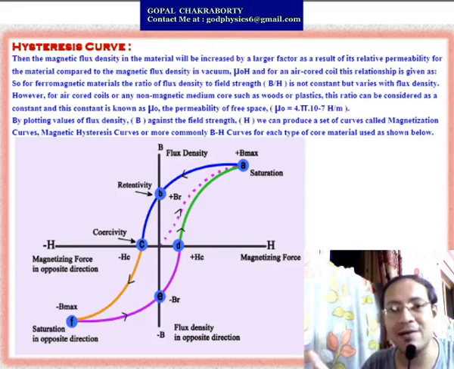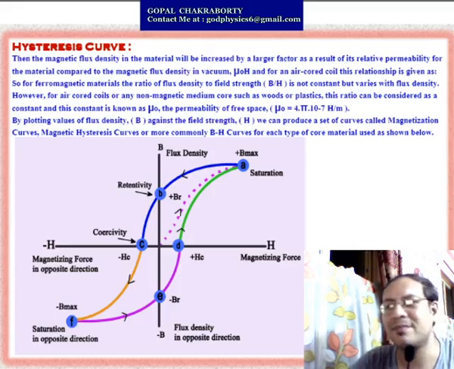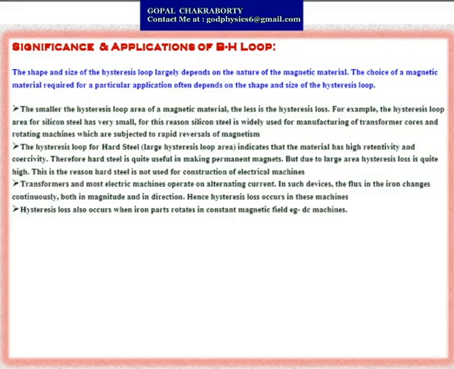Now I will tell you the physical significance of this curve. Now the significance and applications of the BH loop. The shape and size of the hysteresis loop largely depend on the nature of the magnetic material. The choice of a magnetic material required for a particular application often depends on the shape and size of the hysteresis loop. The smaller the hysteresis loop area of a magnetic material, the less is the hysteresis loss.